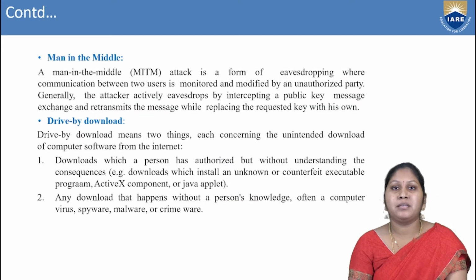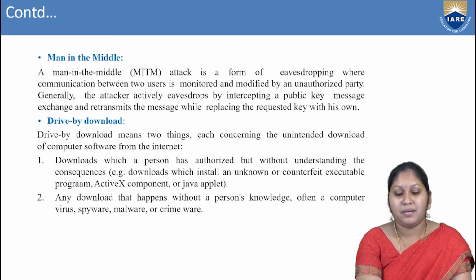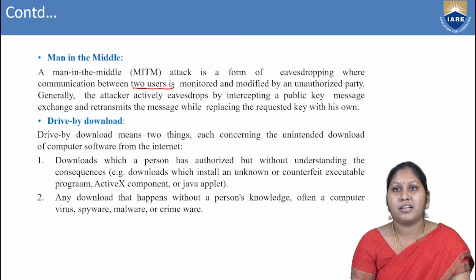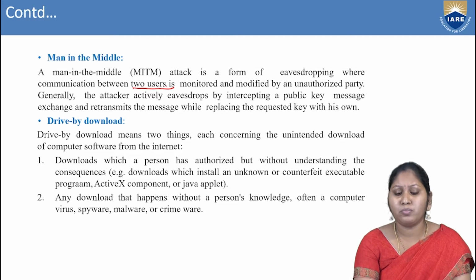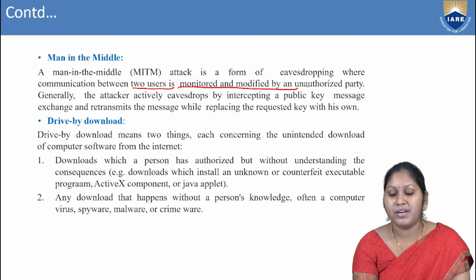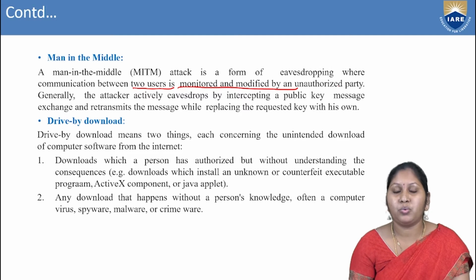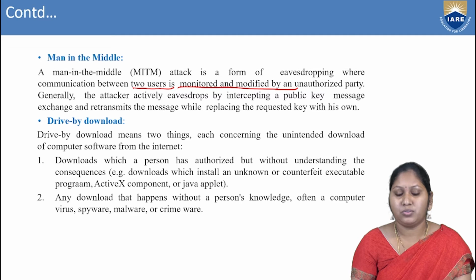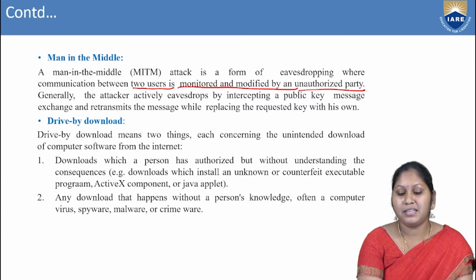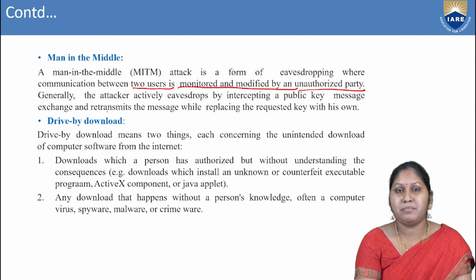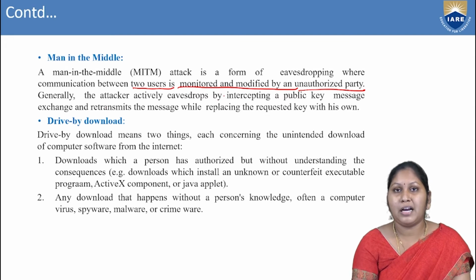Next, man in the middle. Man in the middle, in the name itself we can see, is a form of eavesdropping where communication between two users is going on, and the man in the middle will try to modify the communication. So the communication between two users is monitored and modified by an unauthorized party. The unauthorized parties are nothing but the hackers. So man in the middle is a form of eavesdropping where communication between two users is modified and monitored by an unauthorized party.